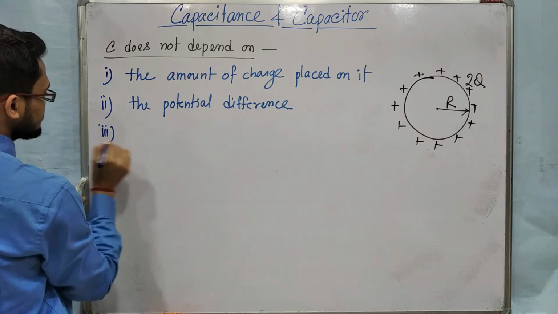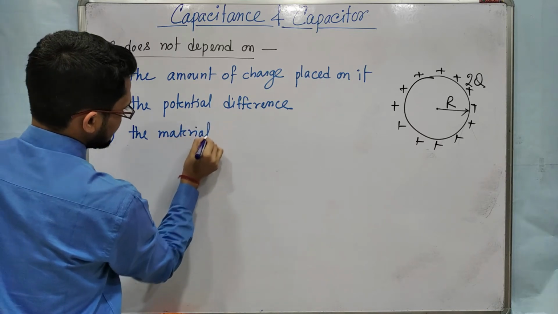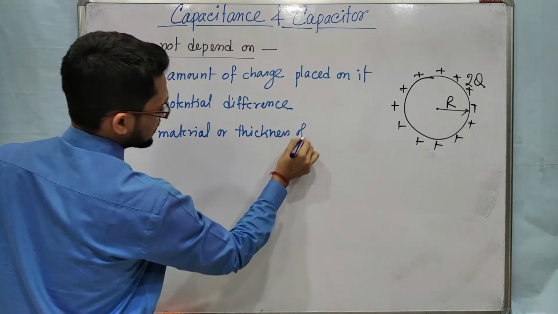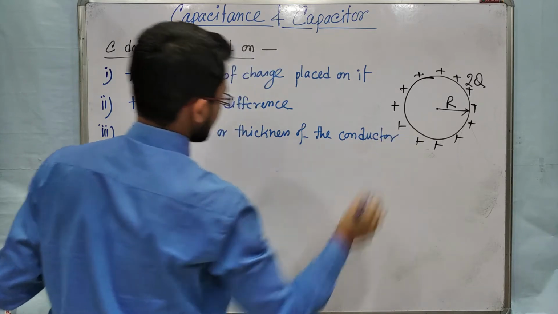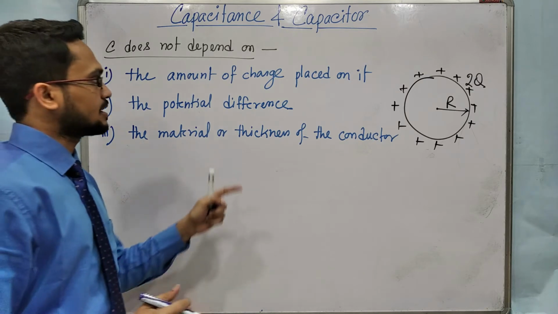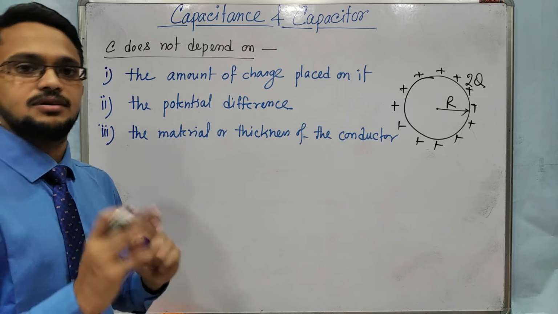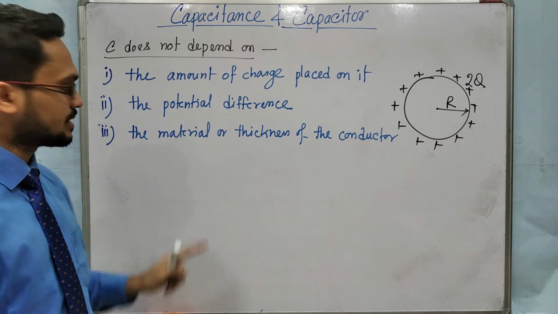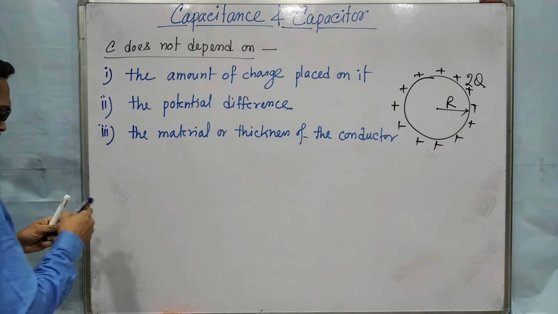Third, the material or thickness of the conductor. So C does not depend on these factors. As we proceed, you can understand this. We will derive many quantities so that you can understand it. C does not depend on charge, potential difference, or the material or thickness.